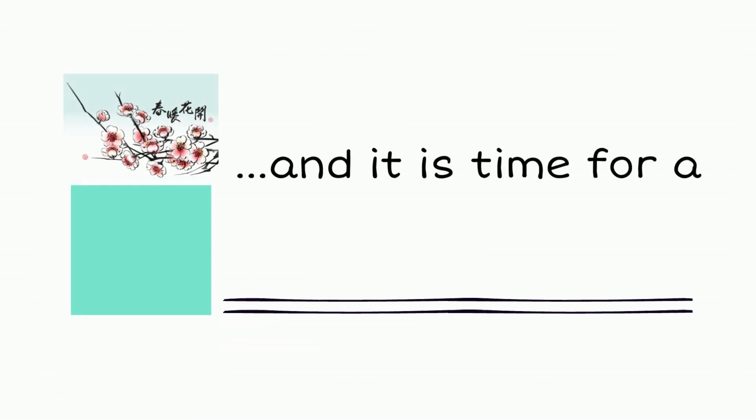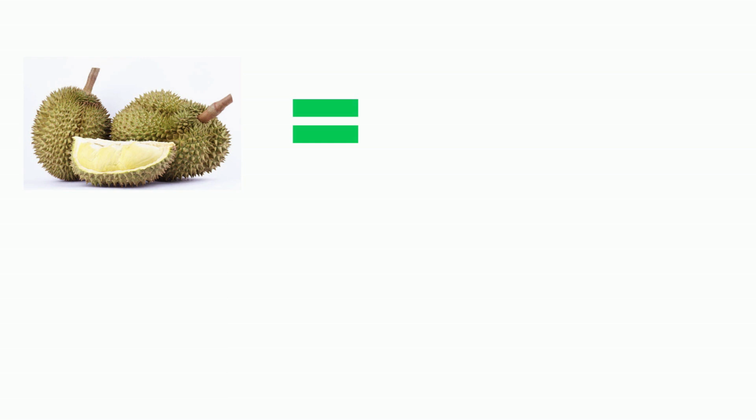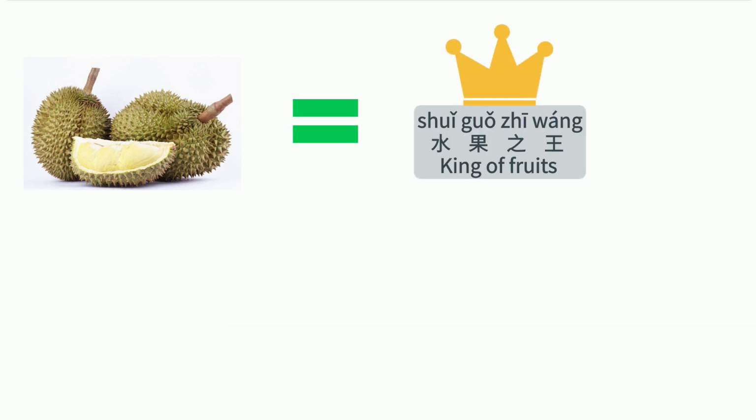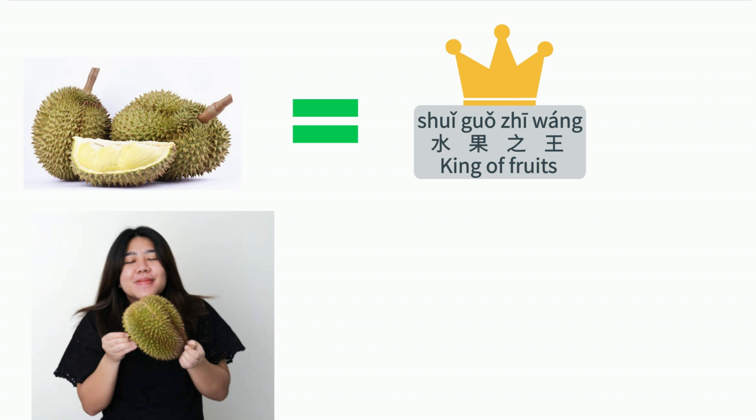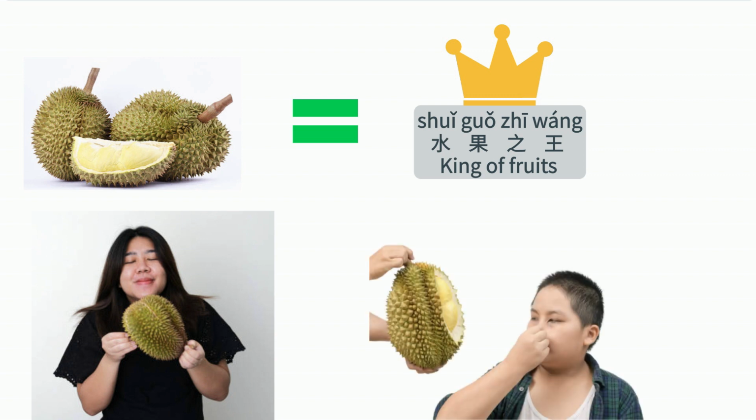Now it's time for a culture tip. Did you know that the durian is called the king of fruits in Asia? This is probably the only fruit that can arouse polarized opinions. Some people just love the exquisite taste and say it's the best fruit of all. However, some people find it hard to enjoy the taste with that smell. Ultimately, whether you love it or hate it, it's a personal preference. What's your opinion on this?